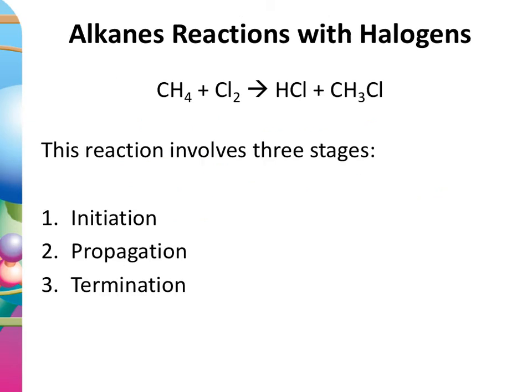So our equation at the top is like that. What I said earlier is that it tells us the beginning, like the first page of the story, and it tells us the end, the last page of the story, but it doesn't tell us what's in between. We don't know what's happening to go from the left to the right. Well, in the case of alkanes reacting with halogens, it's actually going to involve 3 stages.